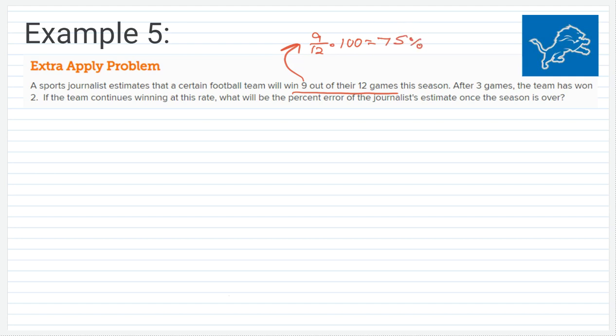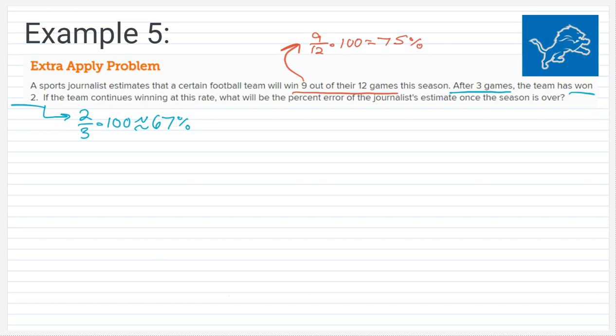Now, the 2 out of 3 is not going to be a nice one, so we're going to end up rounding on this one. The question probably should state that we're going to have to round at some point. So after 3 games, the team has won 2, so a 2 out of 3. And then if we multiply that by 100, it's going to be approximately 67%. It's like 66.6 repeating percent to be exact. So we're just going to round and say that's 67%.